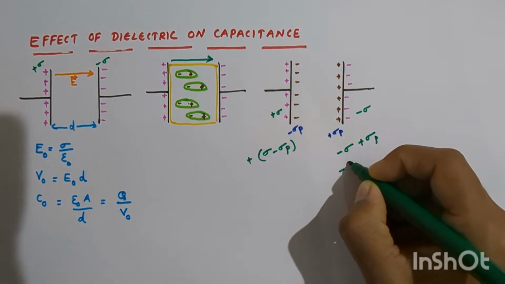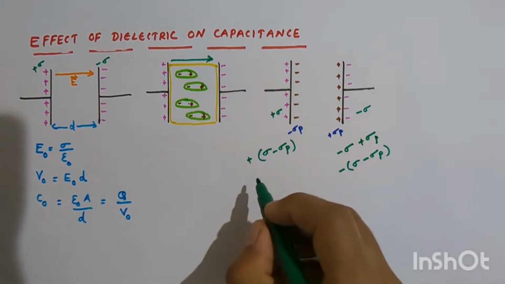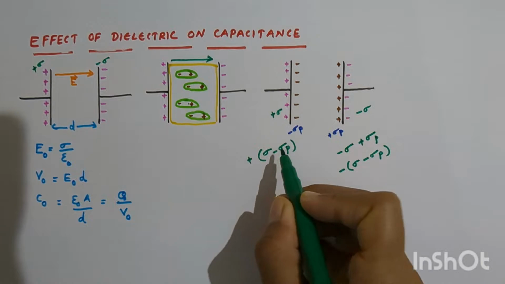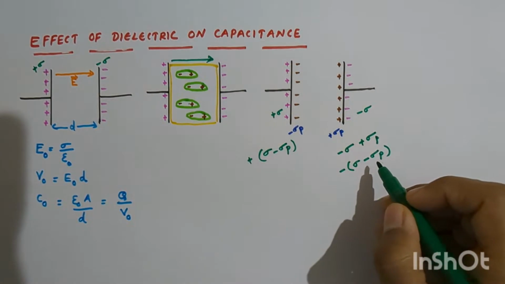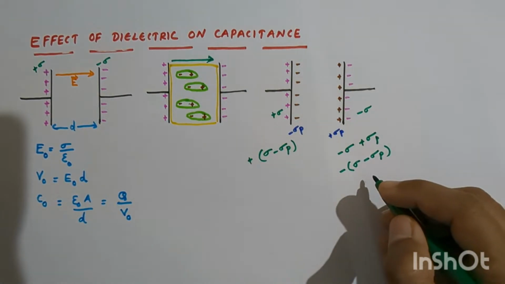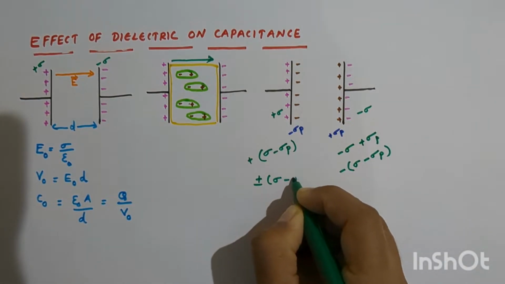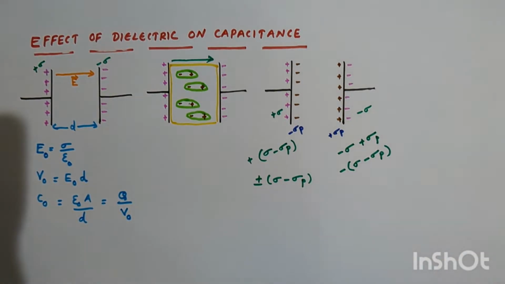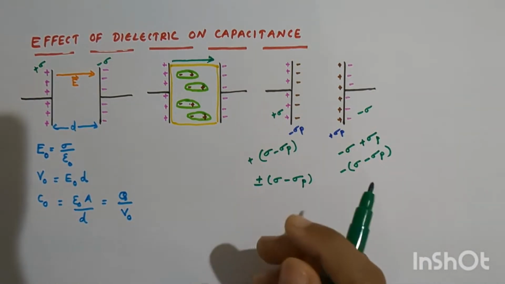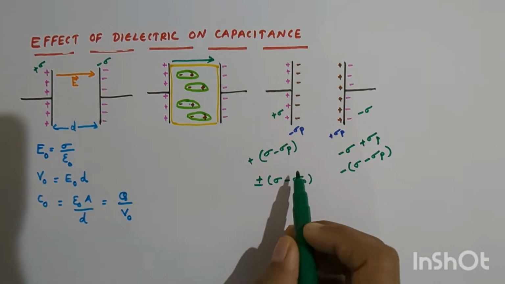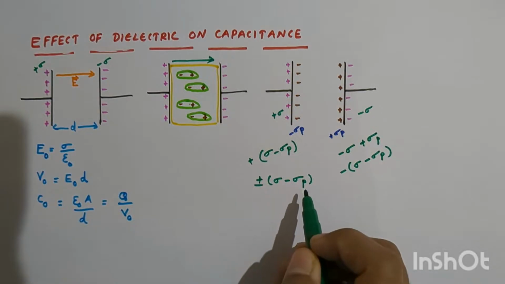So if I take the minus sign outside, I can write it as minus of sigma minus sigma p. So here we have plus sigma minus sigma p. On this plate of the capacitor, we have minus sigma p. That is, the net surface charge density on the plate is plus or minus sigma p, if you neglect the sign plus and minus and take only the magnitude of that surface charge density. So after the dielectric is inserted, the surface charge density becomes sigma minus sigma p.